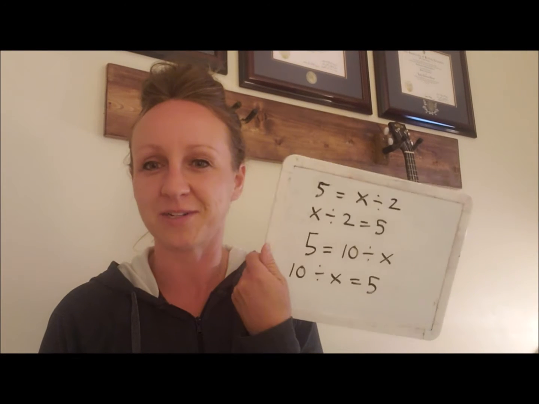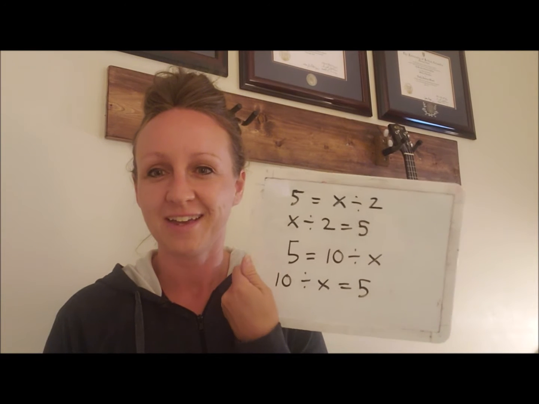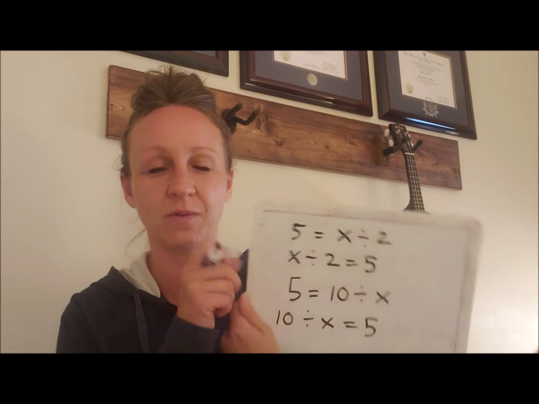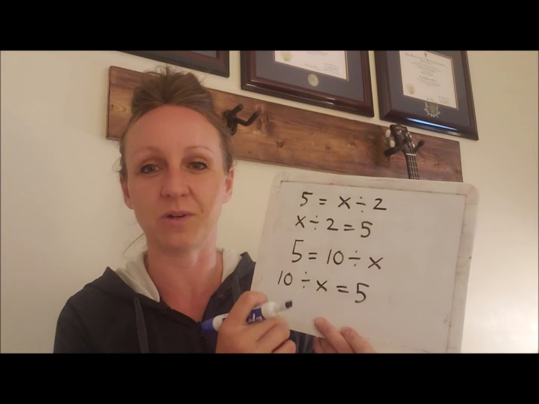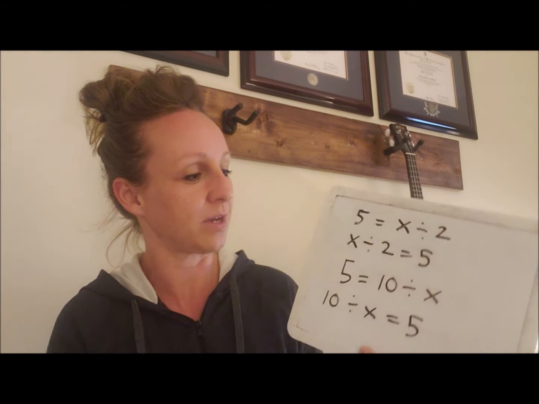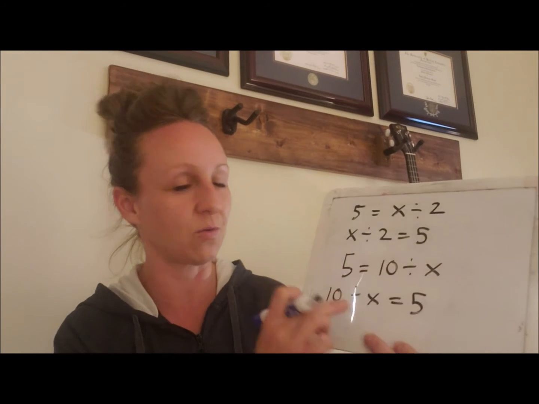Hi everyone. So today we're going to take a look at our one-step equations with division, and I'm going to show you four different ways that you might see a division question where the variable is here or here or right here or right here.